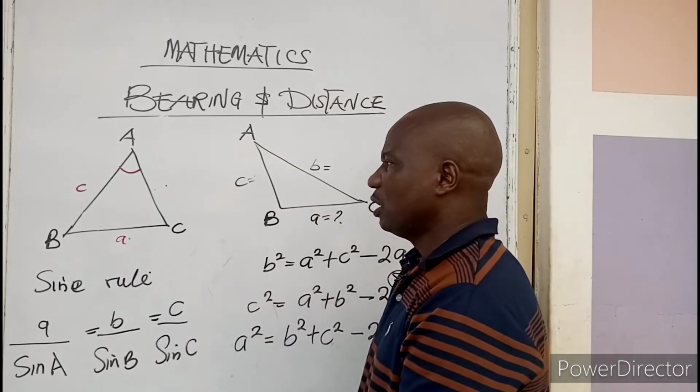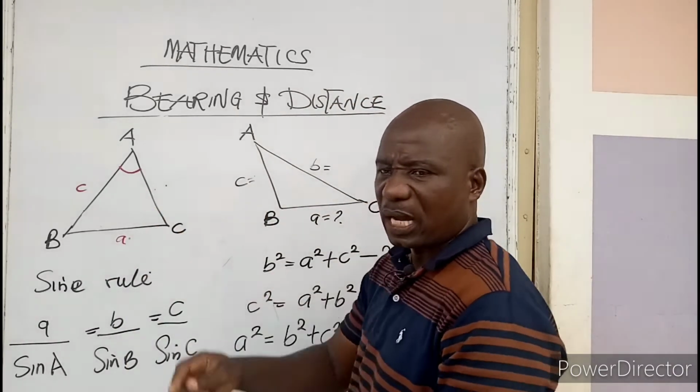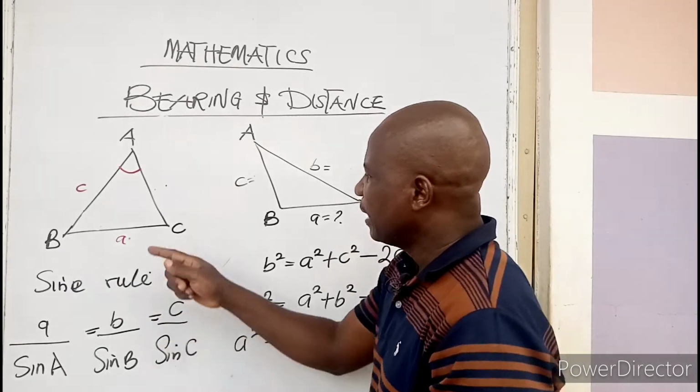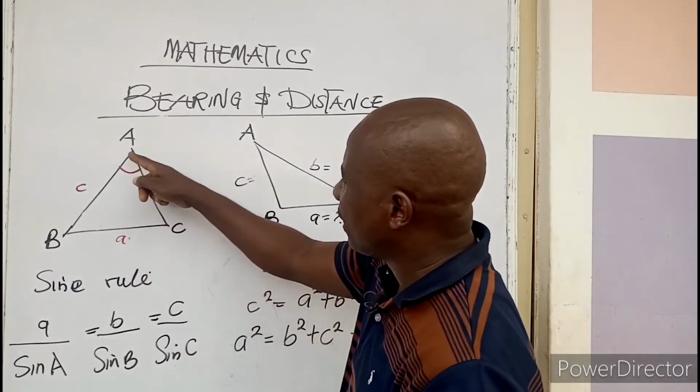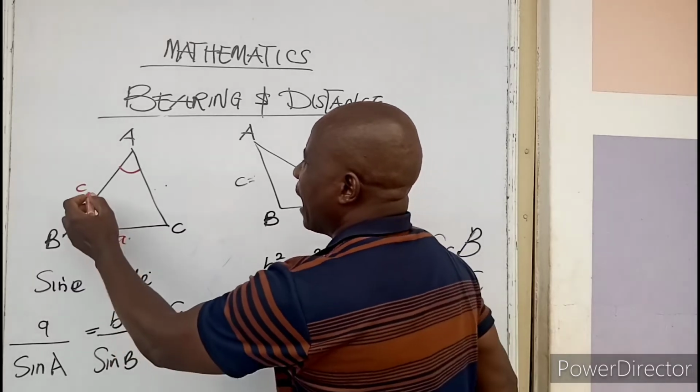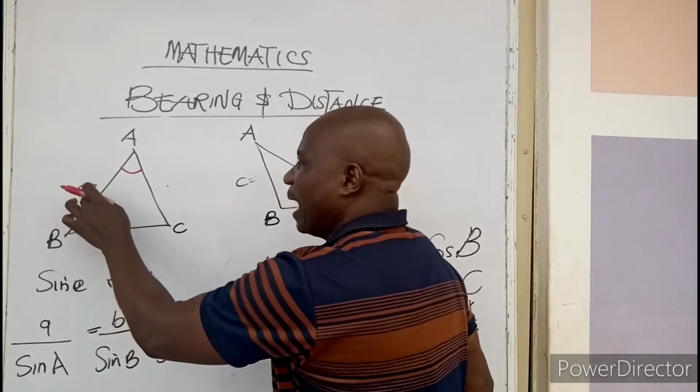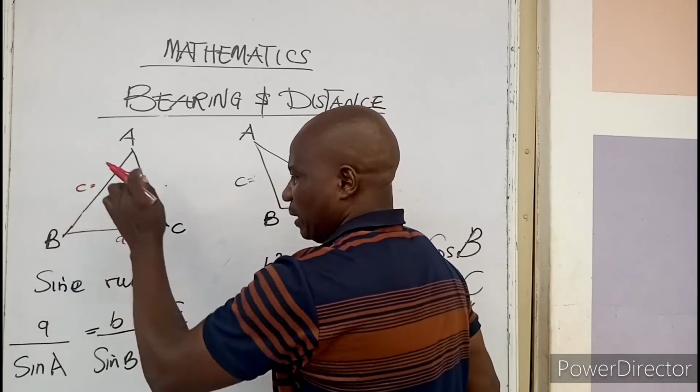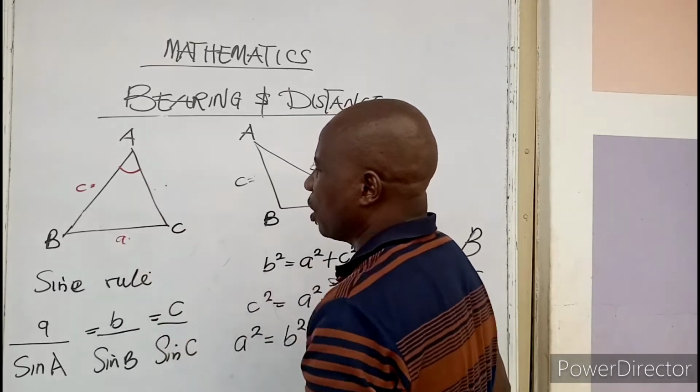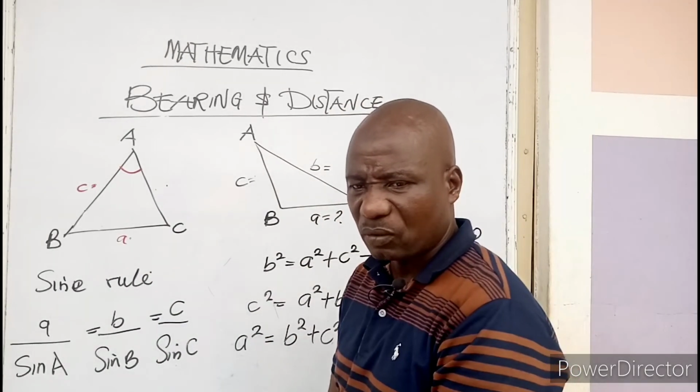Of course, here I cannot calculate it. Can you now see, class? Here I can say a over sine A, then here I have c. If this c is given and they ask me to calculate this one, of course, it's very easy for me to calculate.